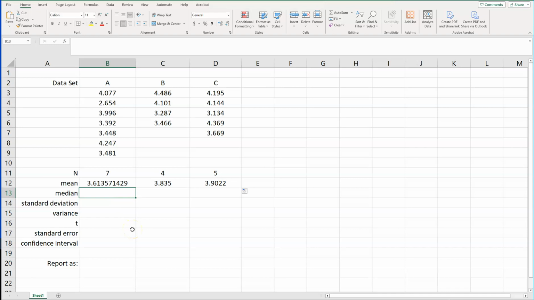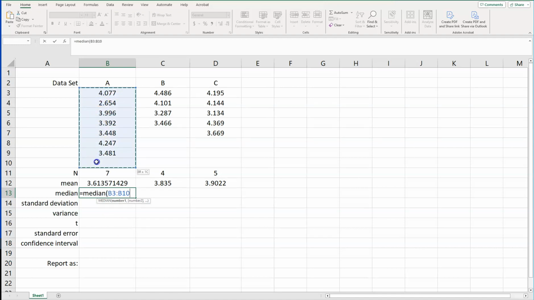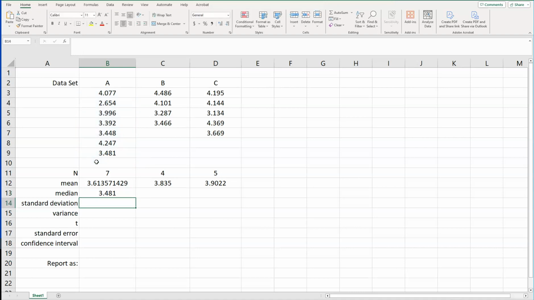Let's get the median. The function is median. The median and the mean tend to be very close together. For very small data sets, the median is a better estimate of the population mean than the mean is.